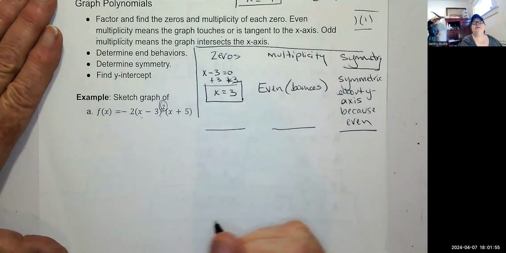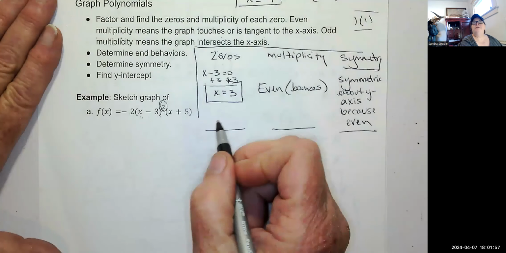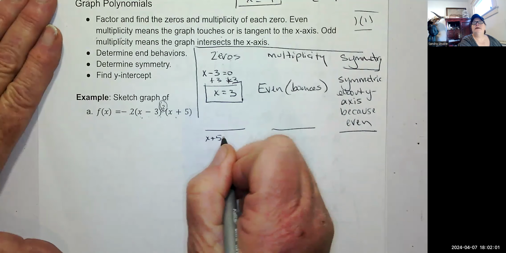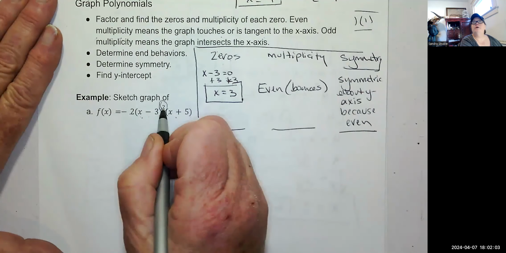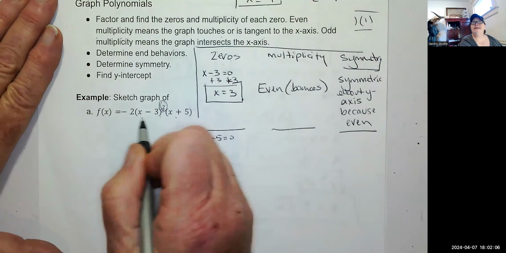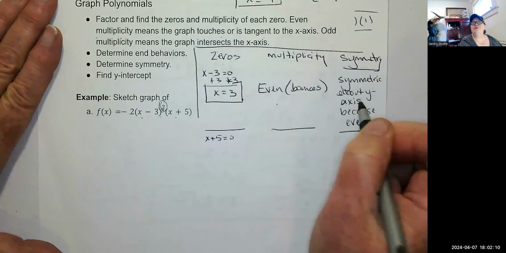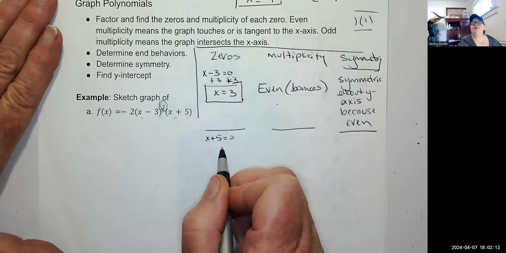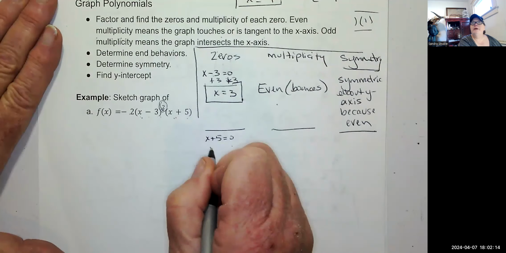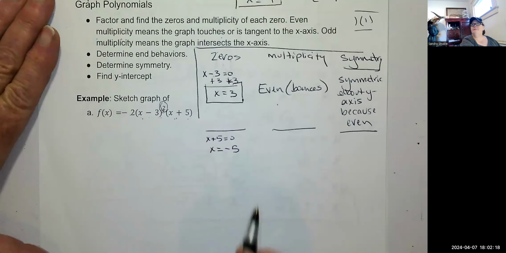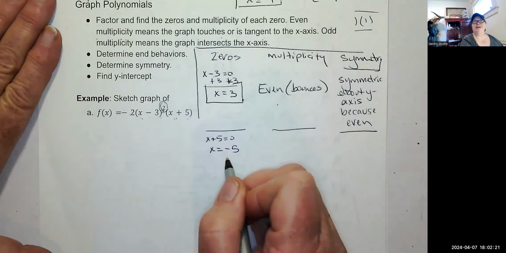We'll do end behavior at the end, but because that has to do with the whole thing. The next one is x plus 5. So we take x plus 5 and set it equal to 0. Notice we didn't take the square when we did this. We just took what's inside the parentheses. The 2 decides our multiplicity, which decides our symmetry. So right now we're just taking the x plus 5, setting it equal to 0, and we get x equal to negative 5. That's going to be our next zero, our next x-intercept.